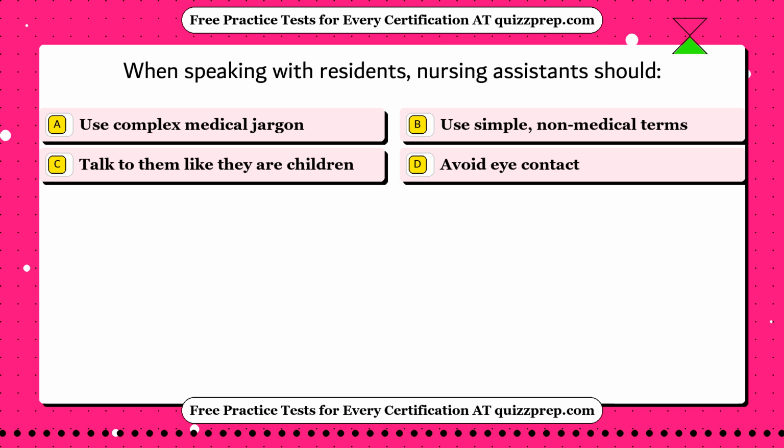Question 46. When speaking with residents, nursing assistants should: Option A, use complex medical jargon. Option B, use simple, non-medical terms. Option C, talk to them like they are children. Option D, avoid eye contact.